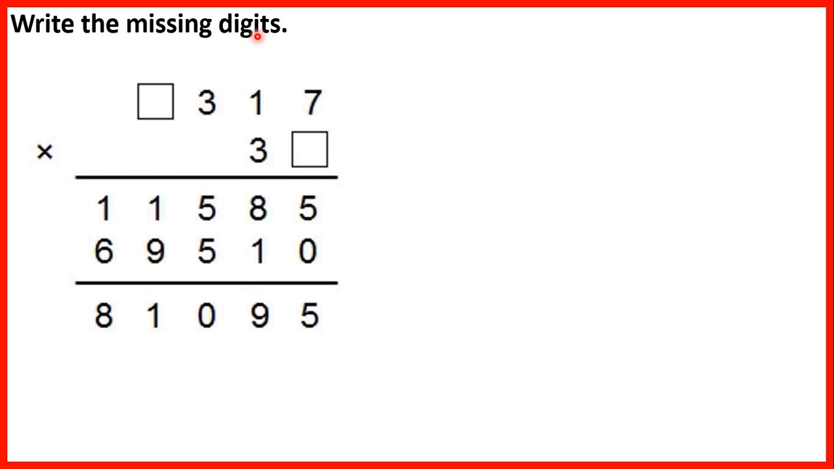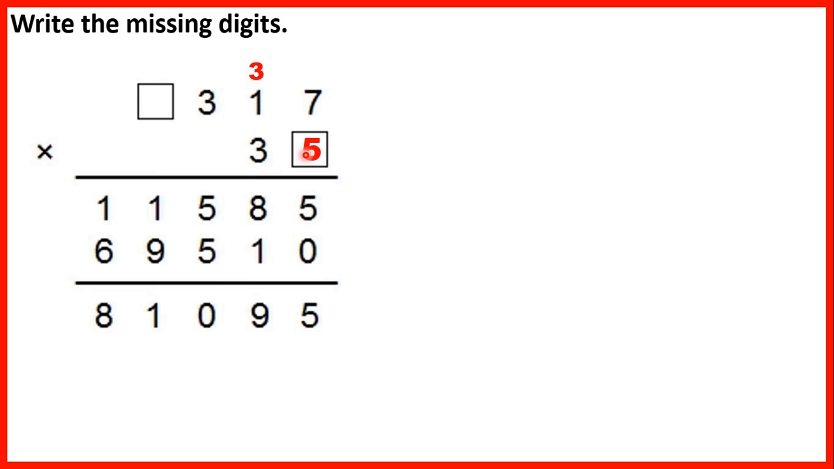Write the missing digits. So we have a missing digit multiplication, and we can solve this by following the same steps that we use for column multiplication. So remember, we start by multiplying our ones digits. So we have 7 times something, and we have a 5 below. So that means 7 times whatever our digit is ends in a 5. Now 7 times 5 ends in a 5 because 7 times 5 is 35. So we write the first digit of 35 above the next place value along.